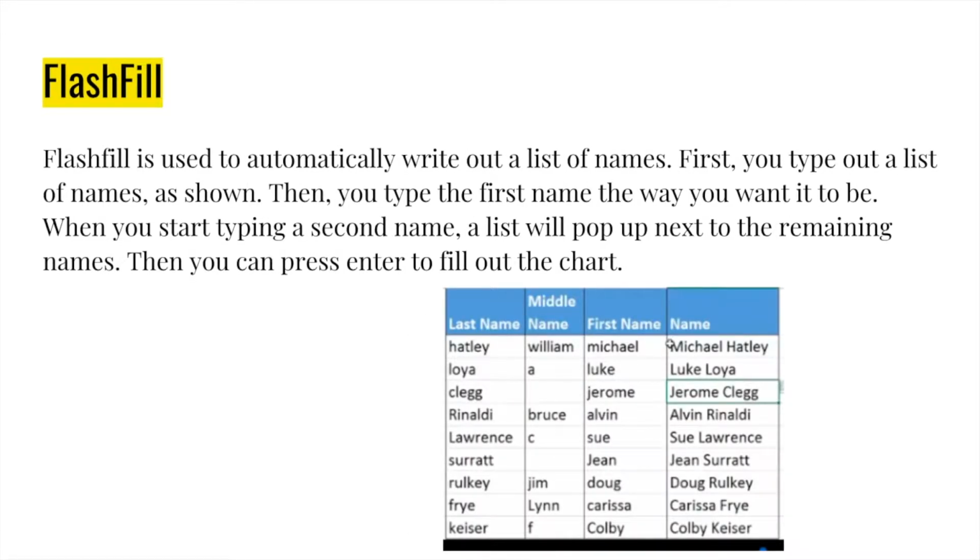Flash fill is similar to autofill, but it is used to automatically write out a list of names. First, you type out a list of names as shown, then you type the first name the way that you want it to be. When you start typing a second name, a list will pop up next to the remaining names. Then you can press enter to fill out the chart.